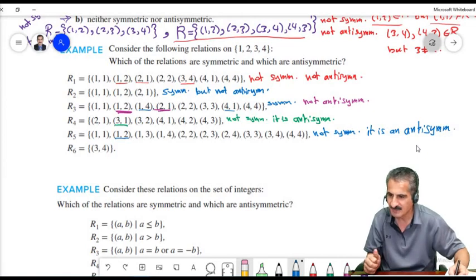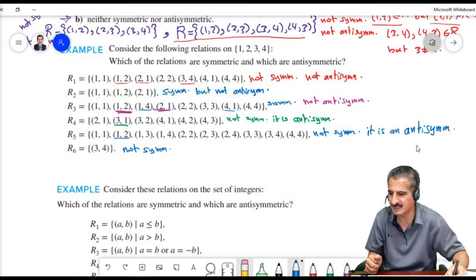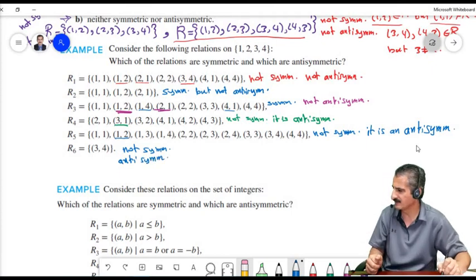What about R6? Is it symmetric? R6. Not symmetric. I have (3, 4) in there, but I don't have (4, 3). It is anti-symmetric. Yes, it is anti-symmetric. Thank you. This is great. Thank you very much. Good.